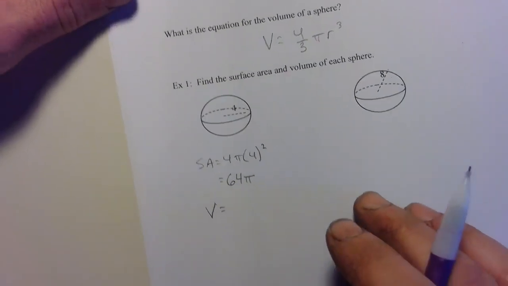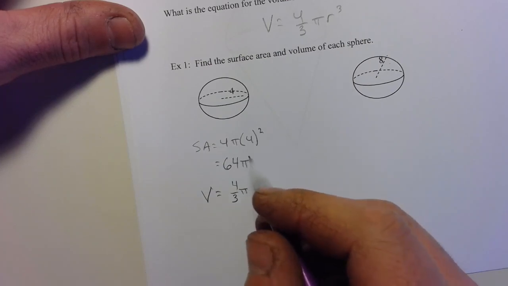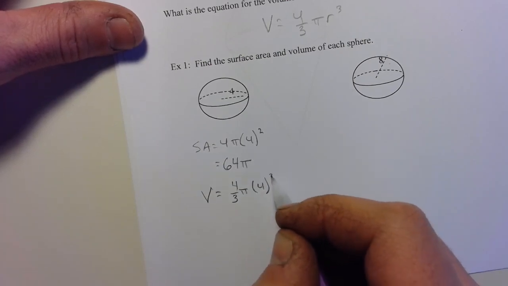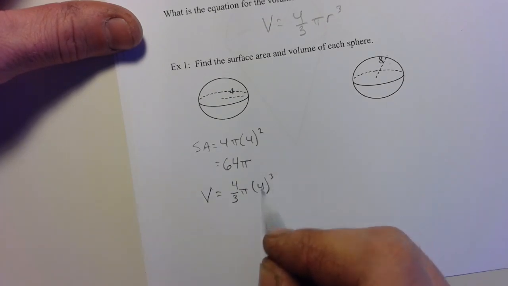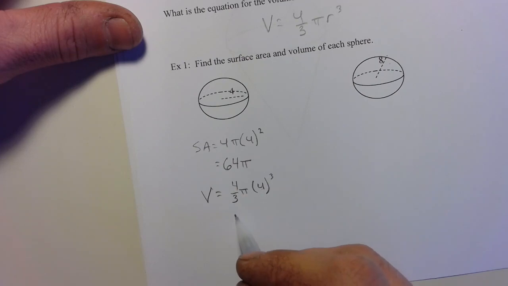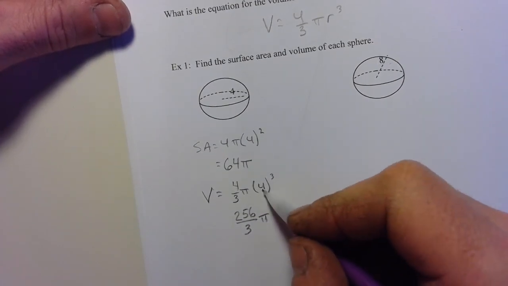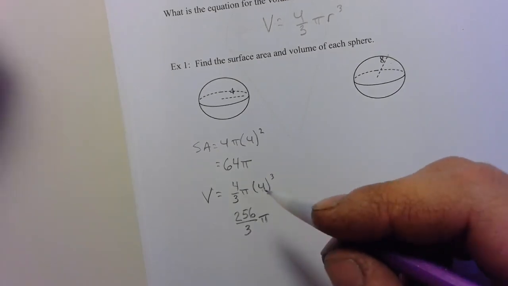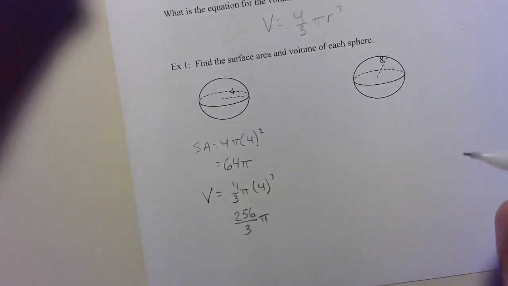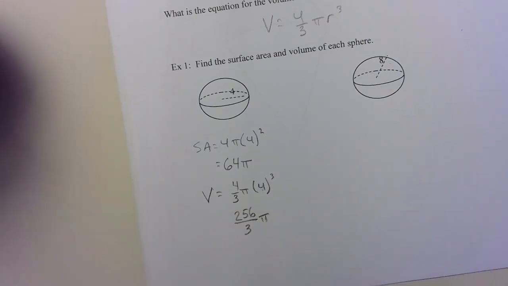If I'm doing volume, I have 4/3 pi r cubed. 4 to the third is 64, times 4 is 256, divided by 3. It doesn't divide by 3, and I know that because 4 is not divisible by 3, so there's no way that 4 cubed is going to be divisible by 3. Okay? And that's a great way to leave your answer. If you want to put it as a repeating decimal, that's fine. Do not multiply through the pi though, right?